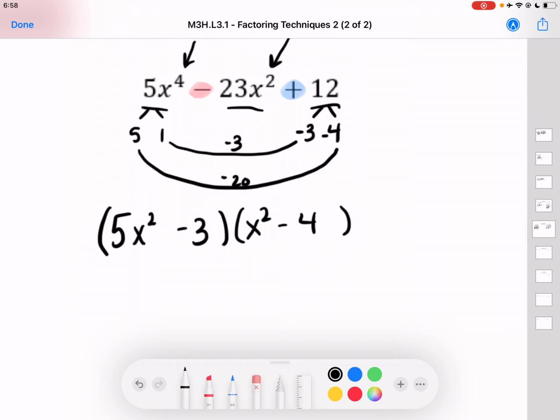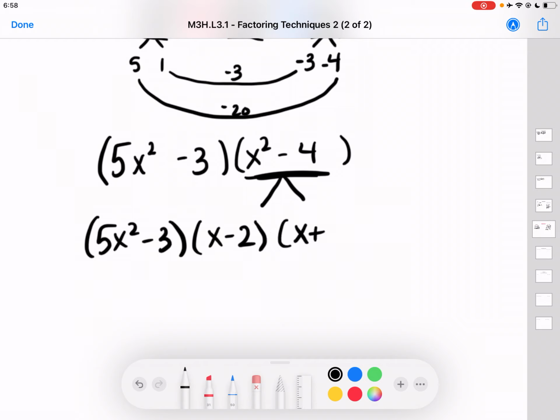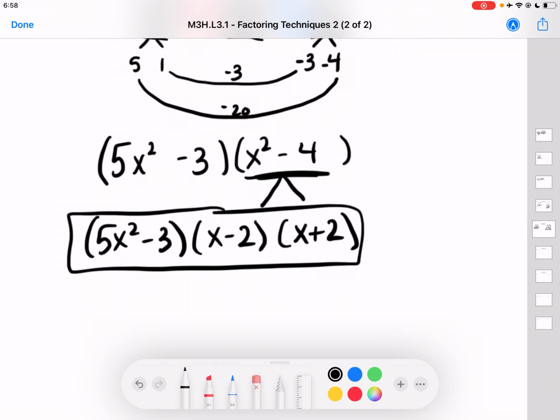Now, we've only learned difference of perfect squares again, so 5 and 3 are not perfect squares, but x squared minus 4 is, so that one can factor down further. So we've got 5x squared minus 3. X squared minus 4 is the same as x minus 2, x plus 2, as we learned earlier. And we're done.